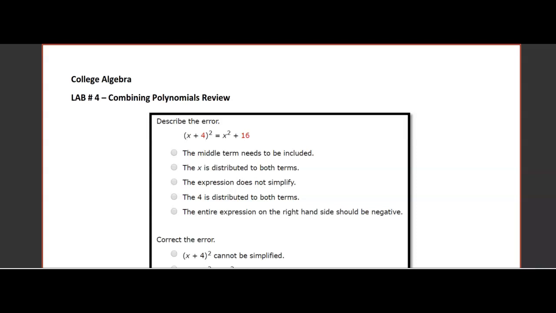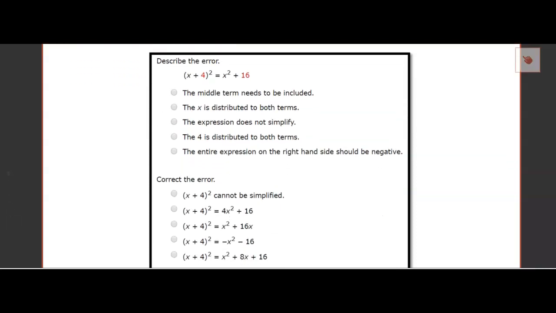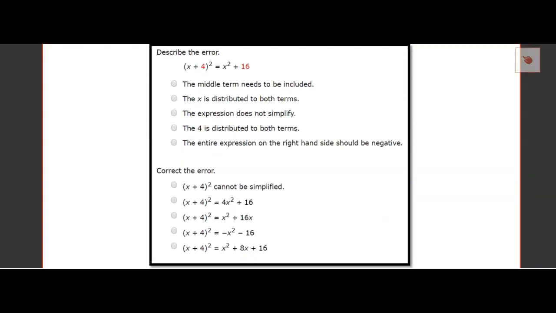Hey guys, in this lab number 4, we're going to work on reviewing how we would combine polynomials, looking at some of the different strategies and properties we use to combine polynomials. It's interesting the way this is set up. The first part says describe the error that's being made.